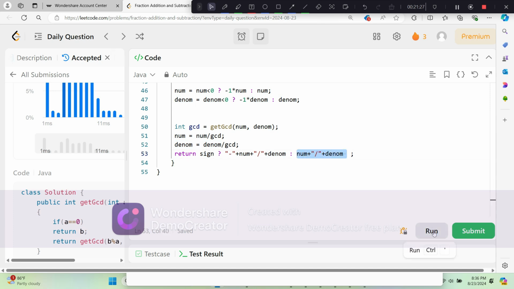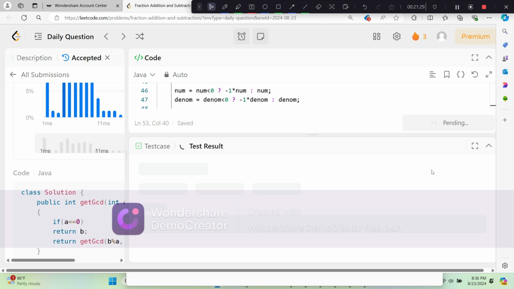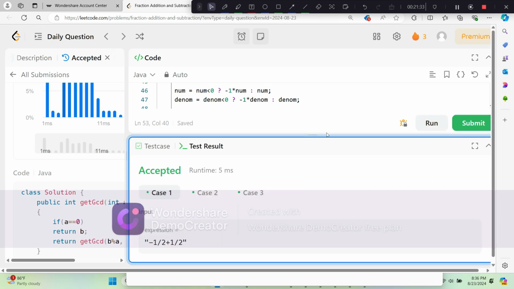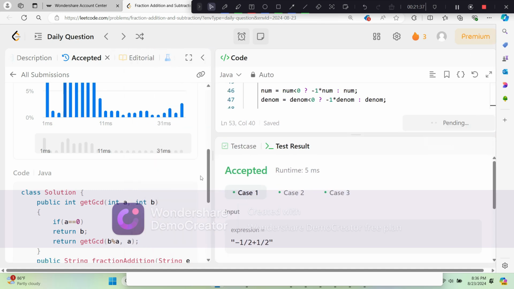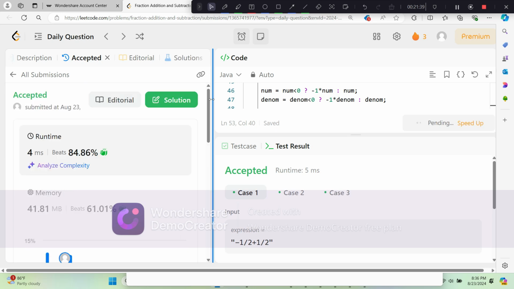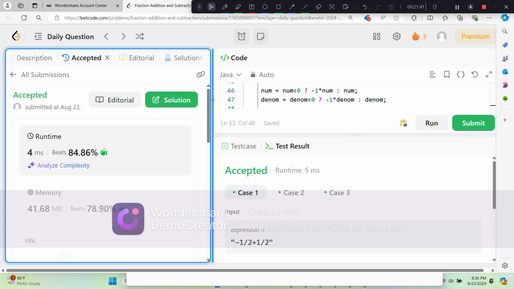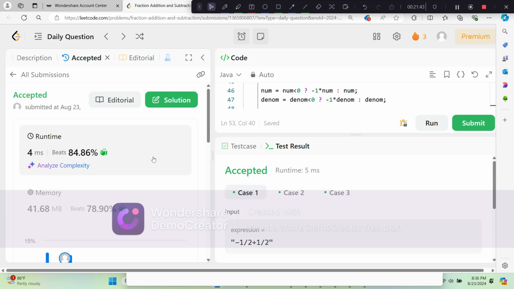So let me execute my code. And let me try to submit it. Yeah, so it is 84.86% faster, and we are doing O of n time complexity, because we are doing only a single traversal.